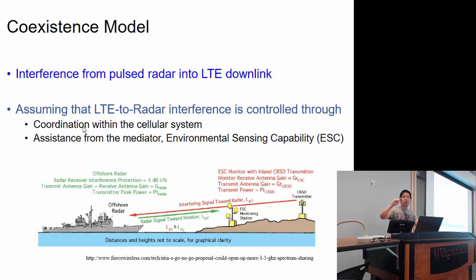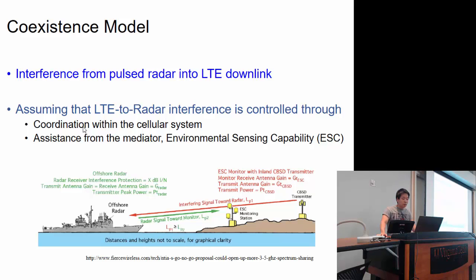There can be 2 directions, right? From radar to LTE or from LTE to radar. My interest is the interference from radar into LTE, assuming that the LTE to radar interference is controlled through, number one, the cellular system being better at coordinating itself for reducing interference. And also, we can assume that the 2 systems, radar and LTE, can be separated far enough for reducing the interference toward the radar. But the radar has a way higher transmission power, so I was assuming that it's way more likely that LTE is victimized in that kind of spectrum sharing system.